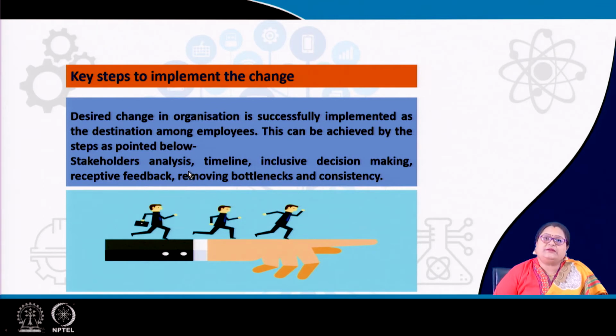So the key steps to implement the change are: it should be shown as a destination, as you can see, where you have to go. This kind of thing needs to be given to the employees. This can be done by the following processes: stakeholder analysis, the timeline by which the change has to be implemented, inclusive decision making, receptive feedback, removing bottlenecks, and consistency.